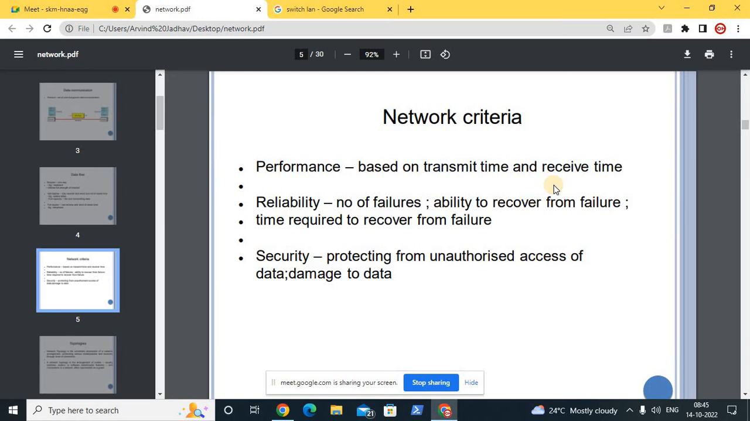Because the failure of nodes, failure of devices will cause the whole network to go down. It can happen depending on the topologies. If we had another topology called a ring topology, in that, if one node fails, one PC fails, the whole network will be down.